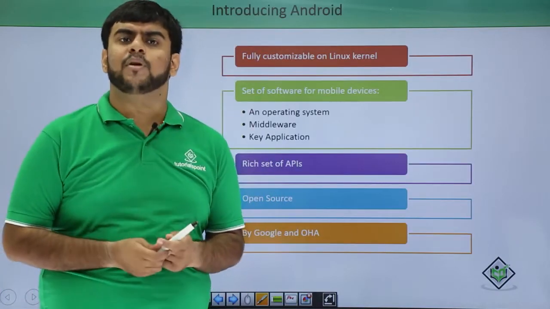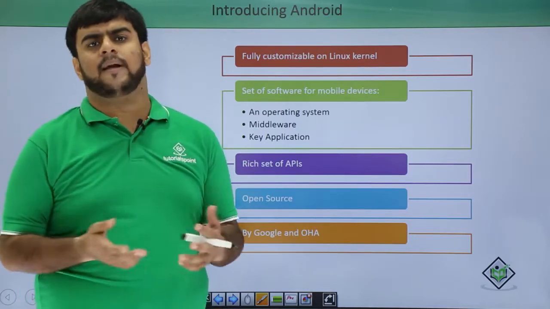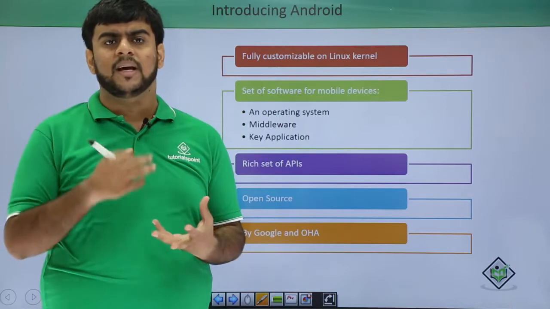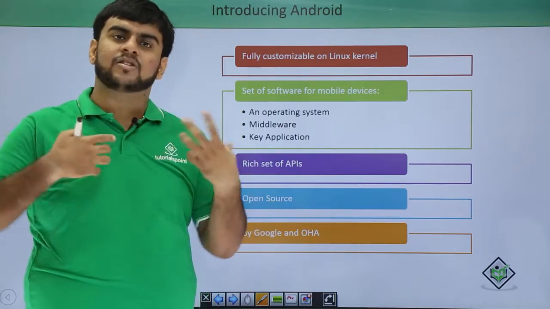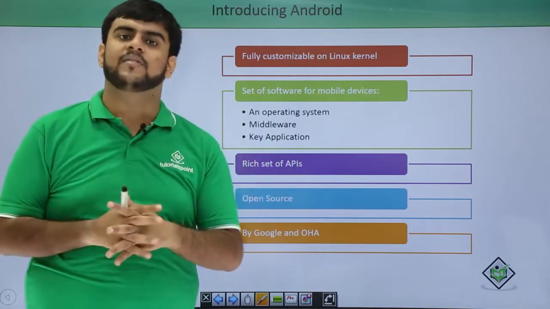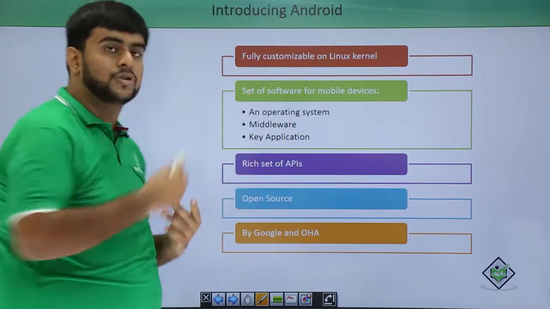If I ask you a simple question, what is Android? What would be your answer? Some would say it's a mobile operating system, some say it's a UI, some say it is a middleware, some say it's an application. So what Android actually is from a developer perspective is different. Android is a combination of all these things put together.